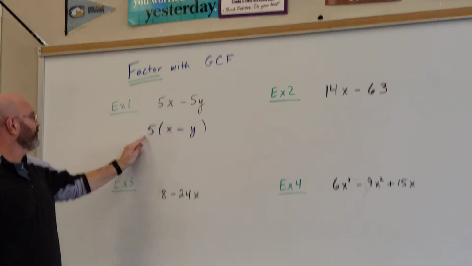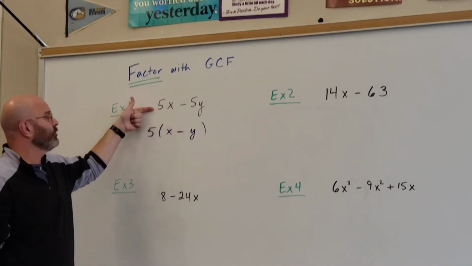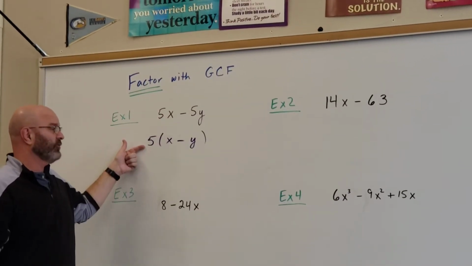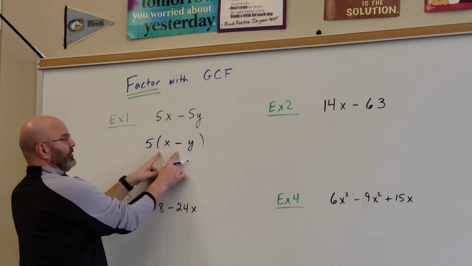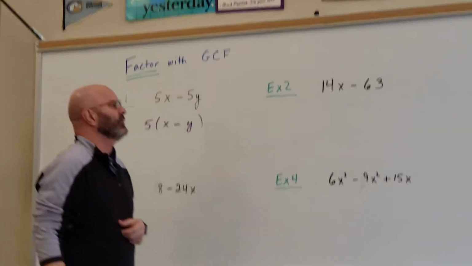Notice if I were to distribute the 5 to both the x and to the negative y, I would get what I started with, yes? So that's a way to check to see if your answer is right, but this is the answer to a factoring question like this.